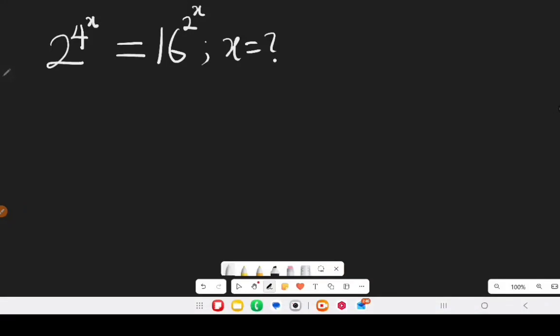Today I'm going to show you how to solve this exponential equation. It says 2 raised to the power of 4 raised to the power of x equals 16 raised to the power of 2 raised to the power of x. We say solution.